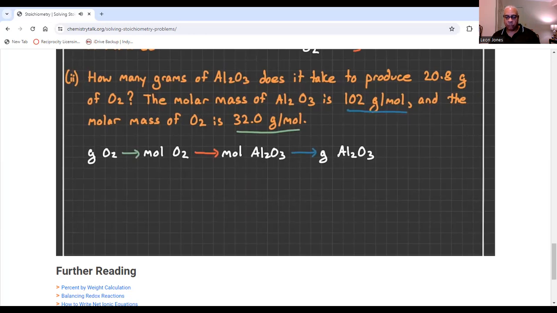Now, we can write out our work. We start with 20.8 grams of O2 and multiply that by the molar mass of O2 gas. Our units cancel and we're left with moles of O2. Next, we can convert those moles of O2 to moles of aluminum oxide using our mole ratio that we established. Now, we have moles of aluminum oxide, and as our last step, we convert that to grams using its molar mass.